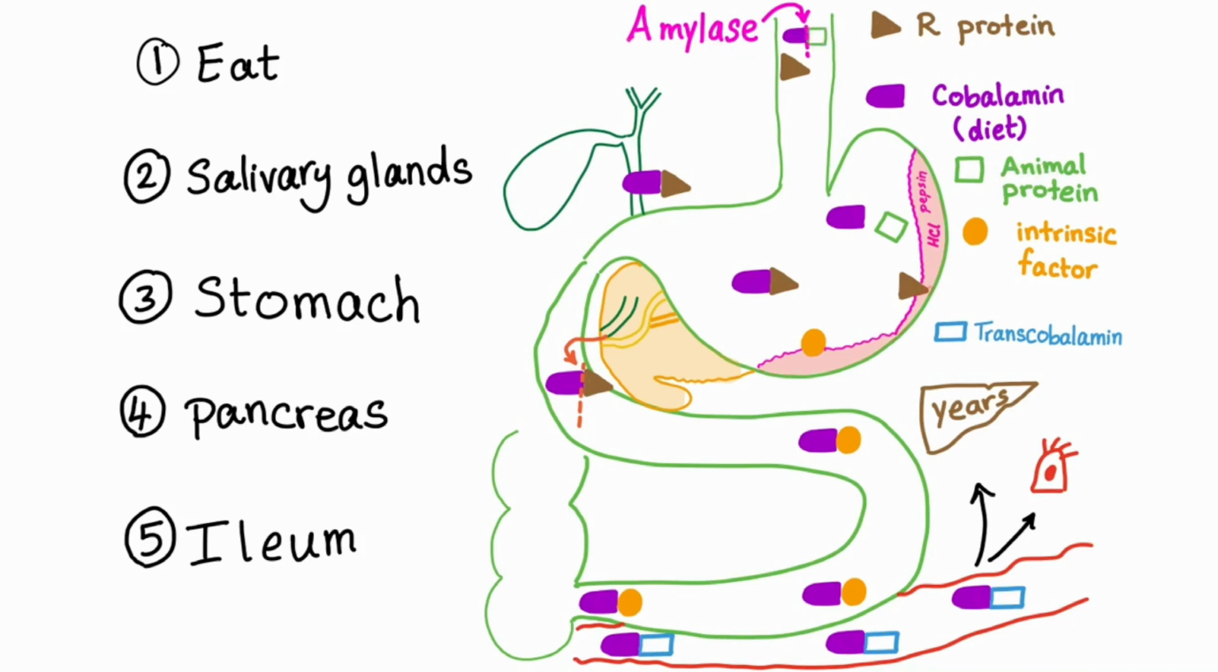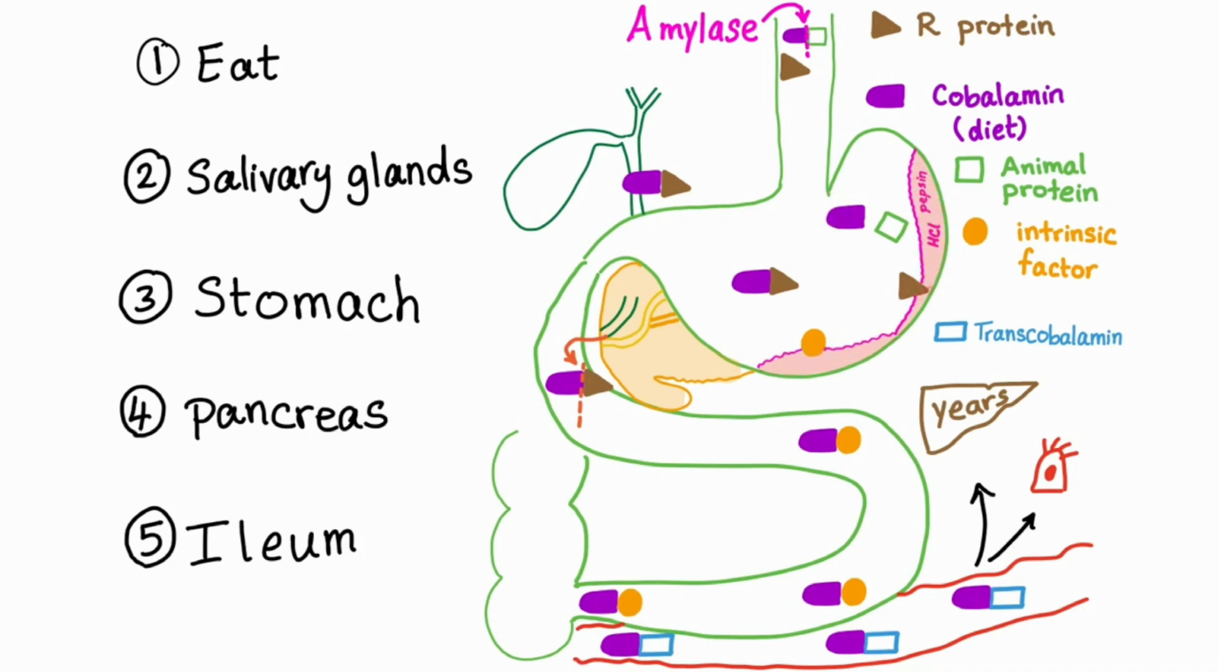Thanks to the salivary enzyme amylase, it will break down this relationship between the vitamin B12 and the animal protein. So break them, and now the cobalamin is kind of free. Also, your salivary glands are amazing. They secrete something called the R protein. The R protein will protect the vitamin B12 from the gastric acid when it goes to the stomach.